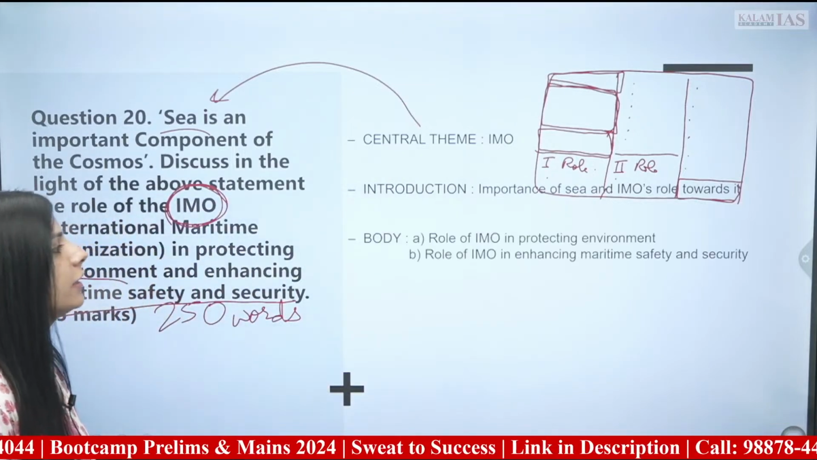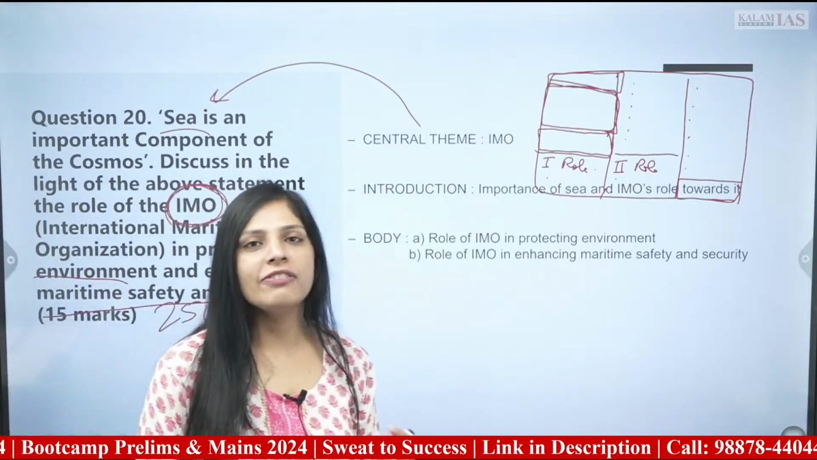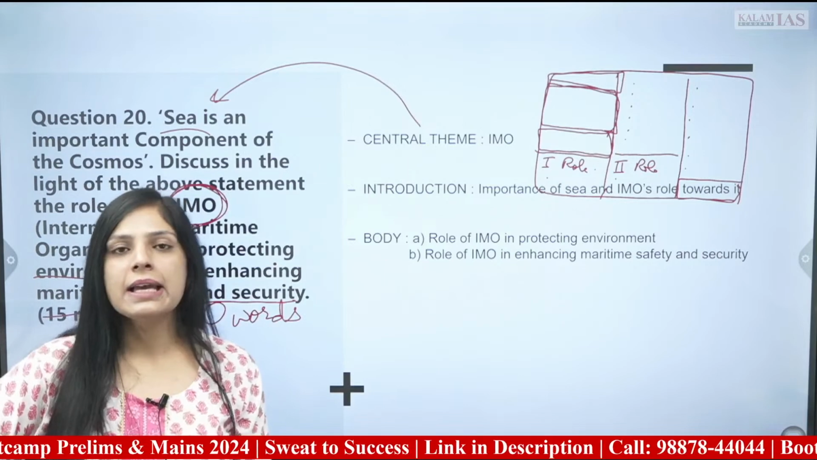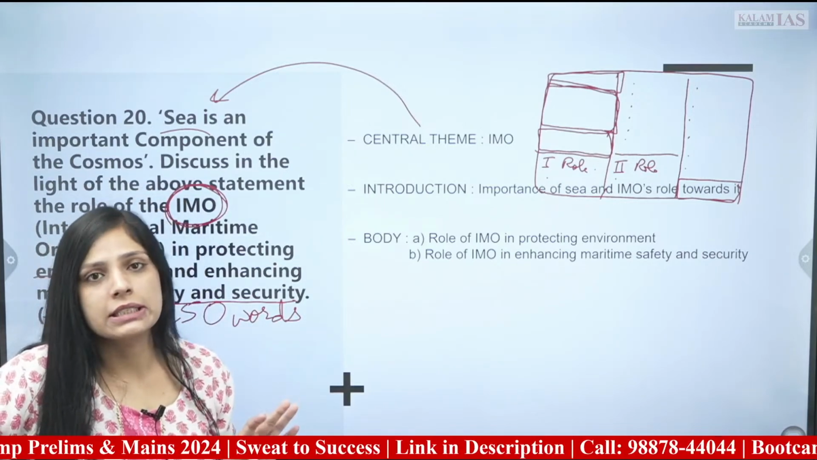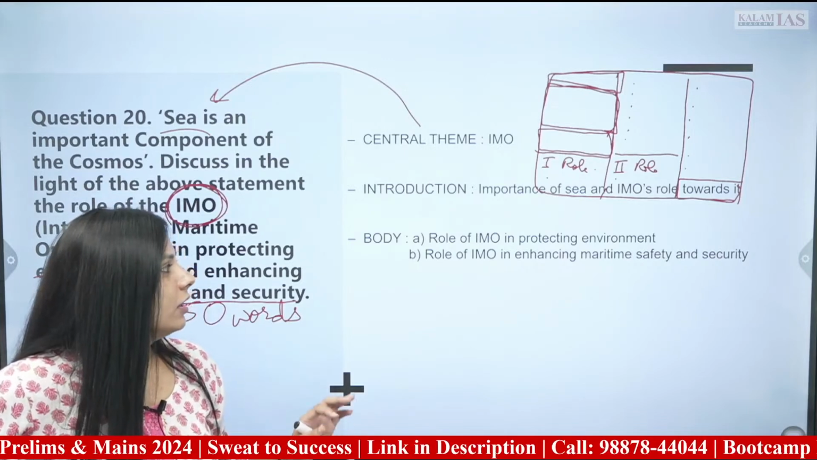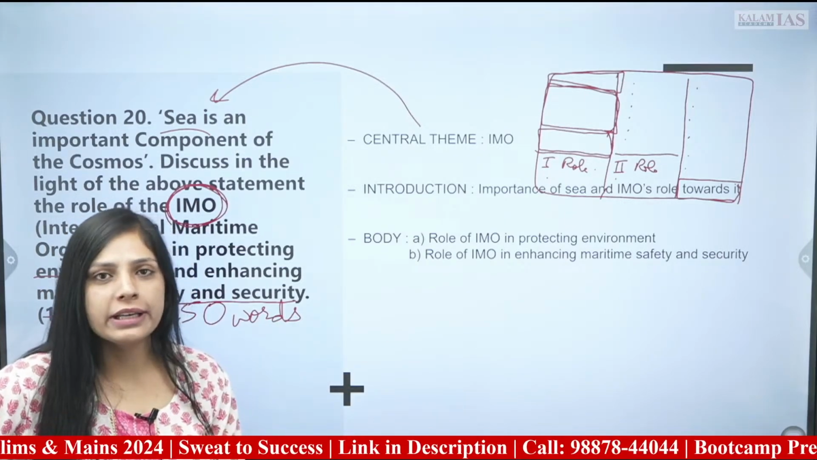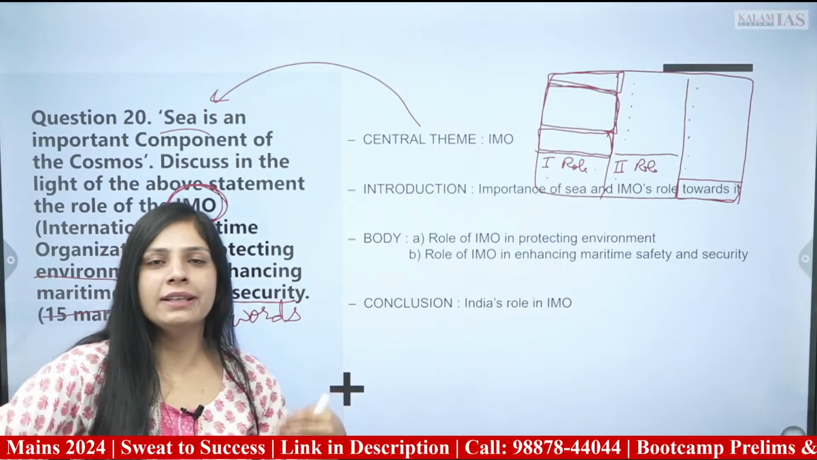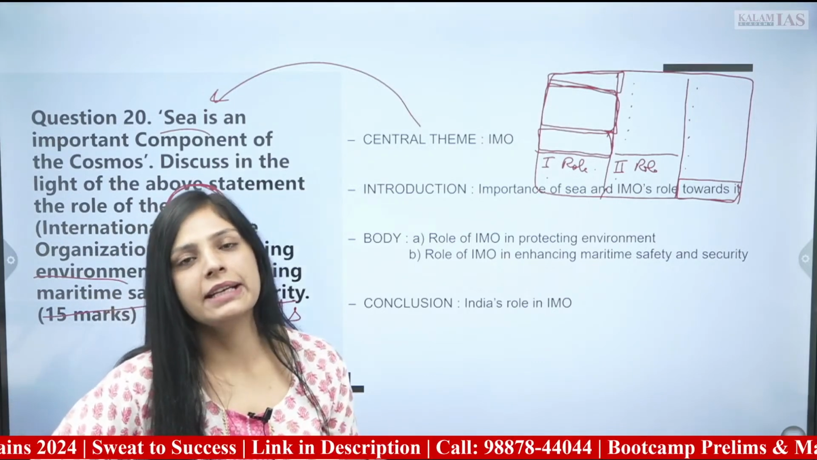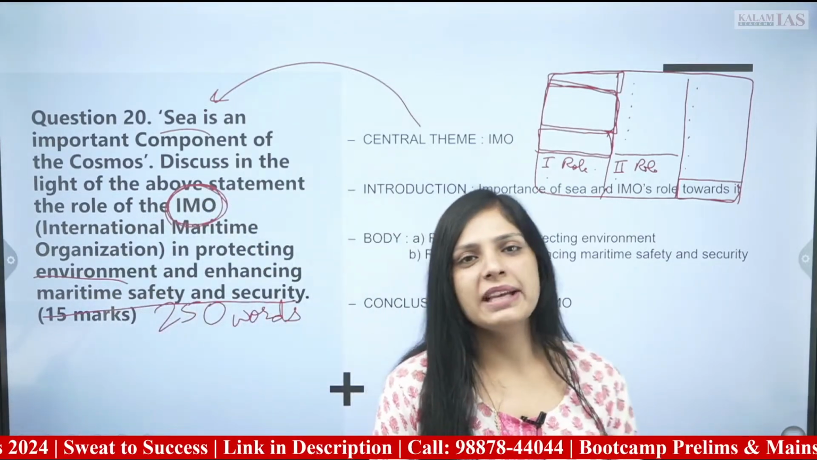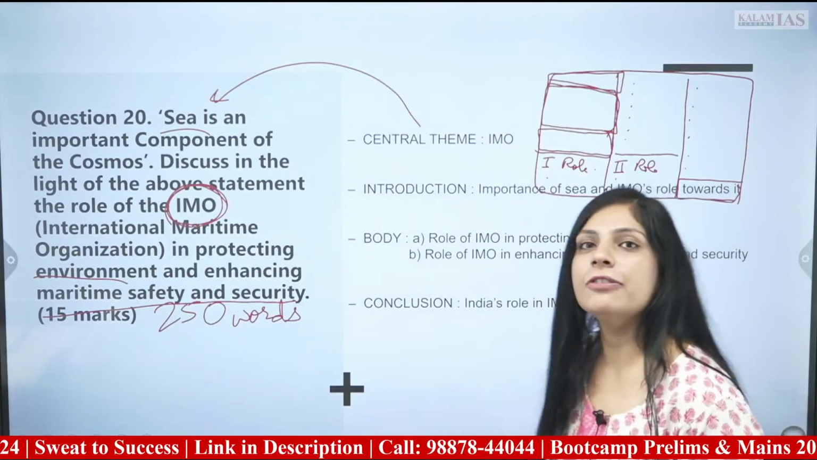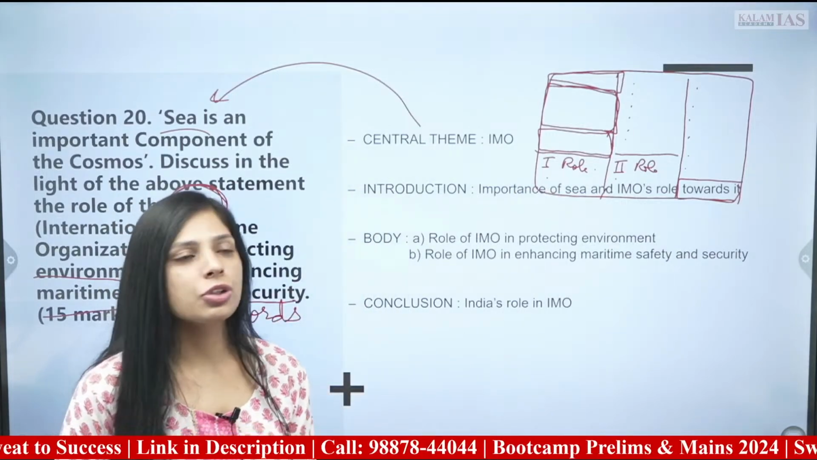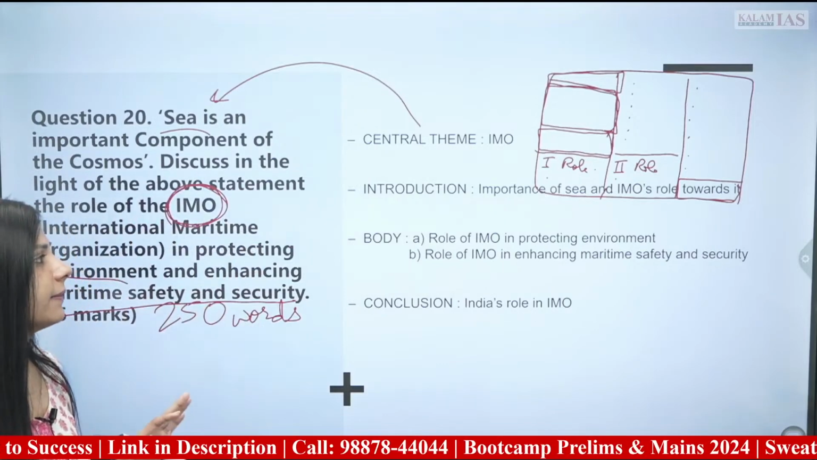So in the body you will write 2 headings, role of IMO in protecting the environment and role of IMO in enhancing maritime safety and security. Alright. So these are the 2 areas which we will focus on in the body. In conclusion, since the question requires you to link to India's developments and India's significance for IMO, you can just show how IMO is significant for India, or what is the role India has played in this institution. So you can answer according to that.